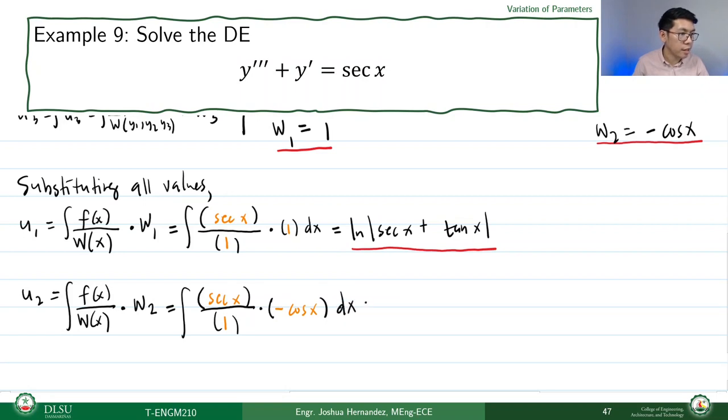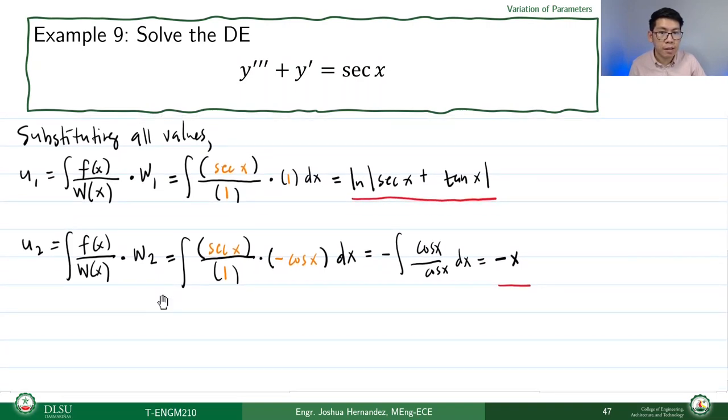Of course, dx. And simplifying, secant x is actually 1 over cosine x. So cosine x over cosine x will simply become 1. Therefore, this will become negative 1 integral of dx. Sige, pakita na natin, no? This will become negative the integral of cosine x over cosine x dx. So this simply will become negative x, right? Yan. Again, yung plus c will just be carried out by the homogeneous solution, so no need to write it out to lessen the confusion.